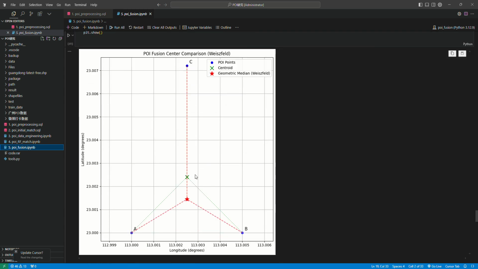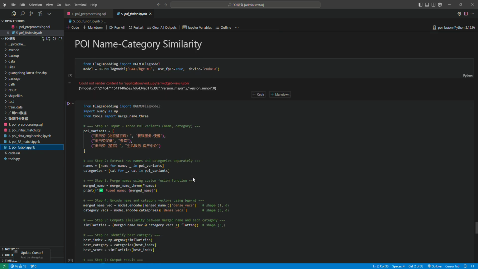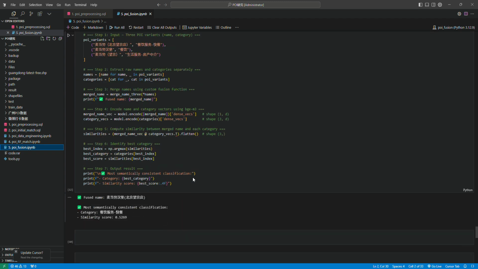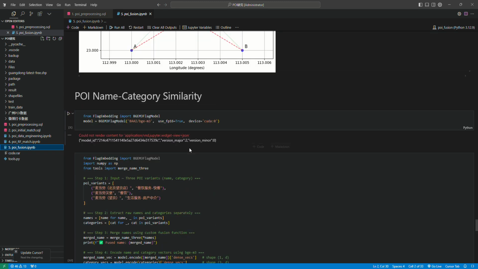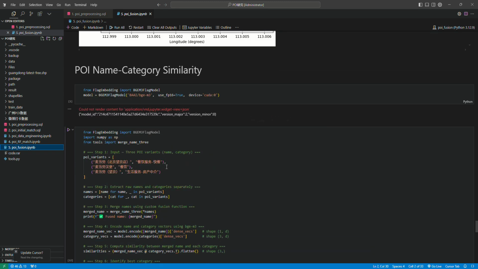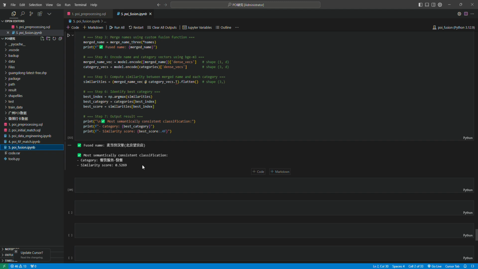And for coordinates, we use the geometric median point, which is more robust to outliers than the centroid. For category fusion, we compare the name field with the original categories and select the closest one. For instance, we correctly identify McDonald's as fast food rather than real estate.